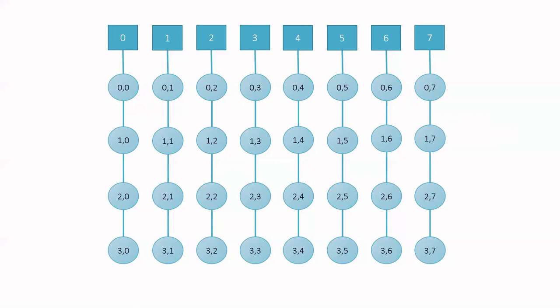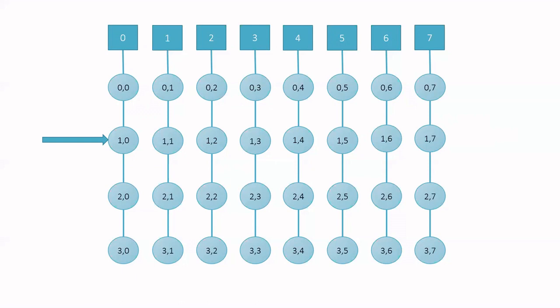Now, what about the second connection? The rule says that you have to consider j, take its binary representation, flip its MSB, and take the new value as the j of the connecting node. The i of the connecting node will be i minus 1.